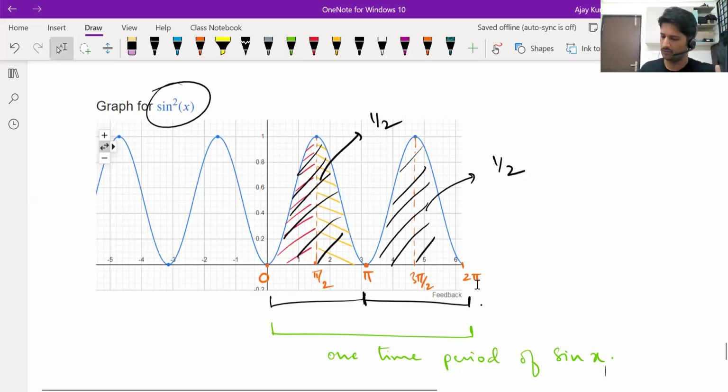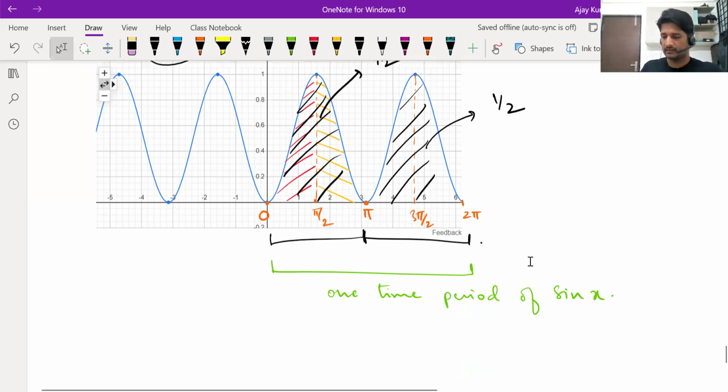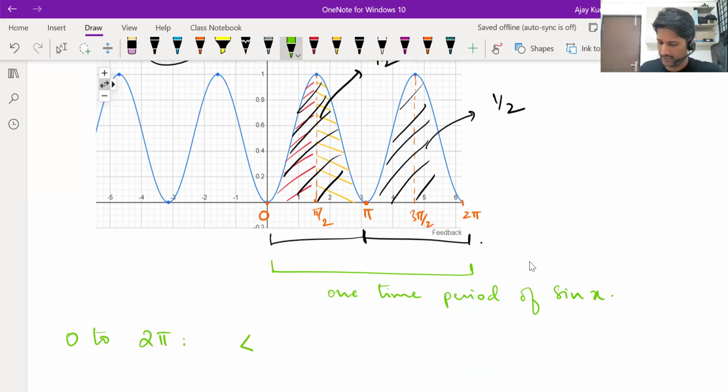Mathematical stuff, I don't want to go into the details. So in one time period of sine x, that is from 0 to 2 pi, the average value of sine square x, these are angular brackets. Angular brackets indicate average value. Average value of sine square x is half. Okay, we'll stop it here for today.